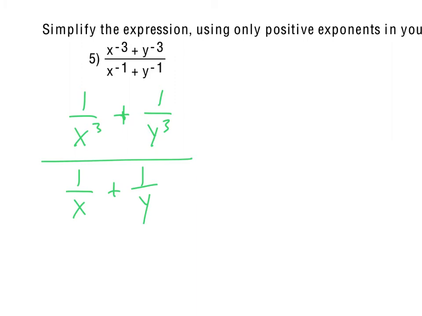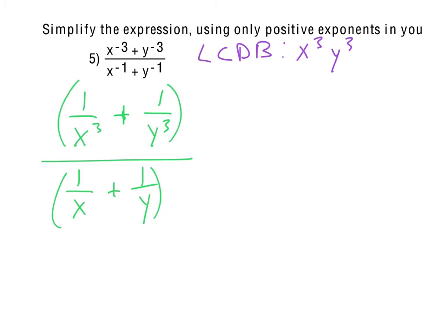Again, trying to decide which method to use here. I could see using either one, either adding those together or multiplying both by the LCD of the entire thing. I think I might lean a little towards multiplying by the LCD for both. And with that x cubed, y cubed, that would be the LCD there. You can remember the numerator, denominator really in parentheses. So multiplying both by x cubed, y cubed.